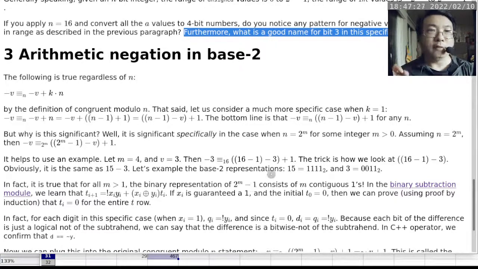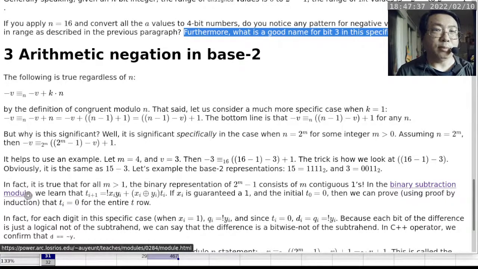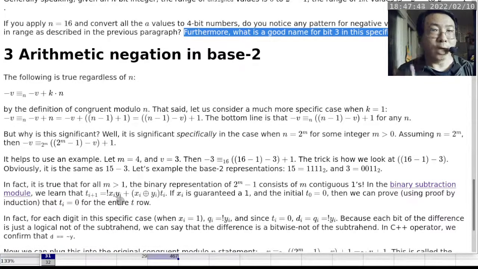Because if you are subtracting any type of bit pattern from all ones, then when you look at t of i plus 1, this is just a reference back to the binary subtraction module. So if you know that xi is always a 1, what is the implication of this? The implication is that if xi is always a 1, then the negation of xi is always a 0. So this part here is always going to be zeroed out.